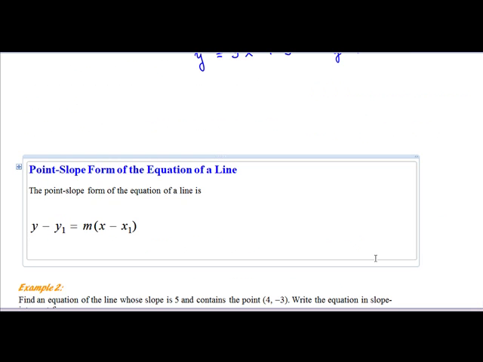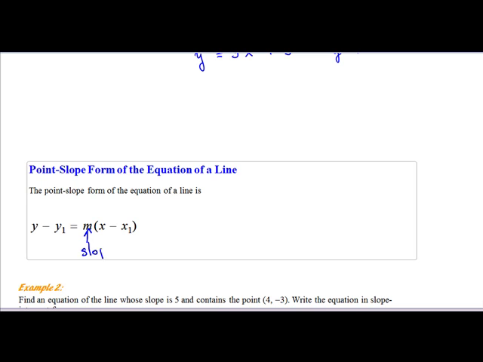There's another way to write the equation of a line, which is called the point-slope form. This form looks like this: y minus y1 equal to m times x minus x1. Now m stands for slope, and the (x1, y1) stands for any point on the line.